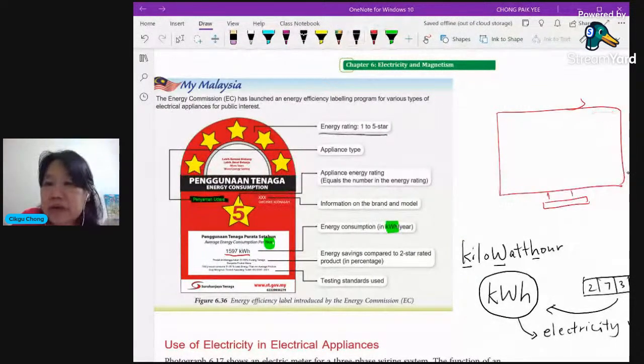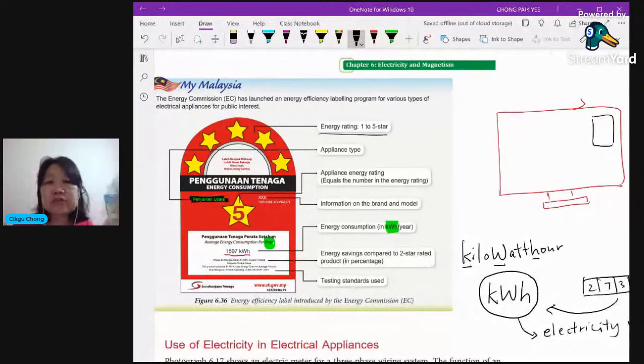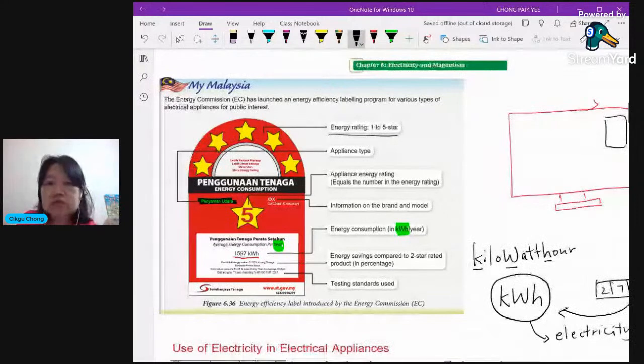So some of these electrical appliances will have this label stuck on to educate the consumer, to make sure you have information available so that you want to buy something that is energy saving. Energy saving means it doesn't use a lot of electricity. You buy once, maybe it's more expensive, but because you use it for many years, the electricity it uses every month is actually lower compared to buying something cheap, where every month the electricity bill is going to be high because it uses a lot of electricity. So this is to educate the public to make a good choice.